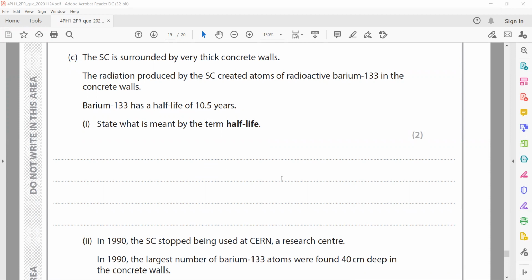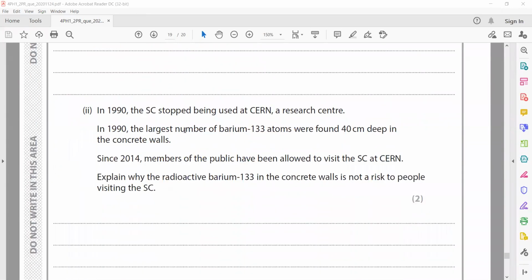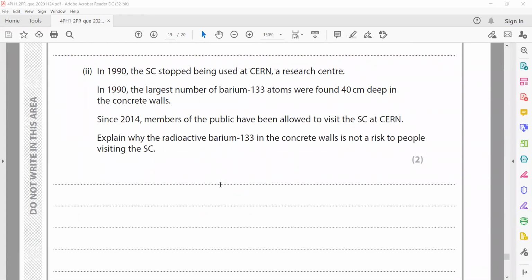Half-life means the time taken by half of the radioactive sample to decay. So how much time half of the radioactive sample will take to decay, that's called half-life. In 1990, the SC stopped being used at CERN, a research center. In 1990, the largest number of barium-133 atoms were found, 40 centimeters deep in the concrete walls.